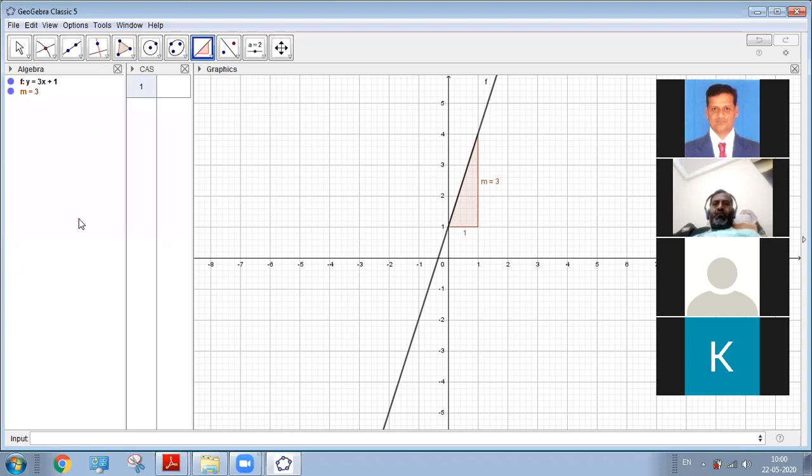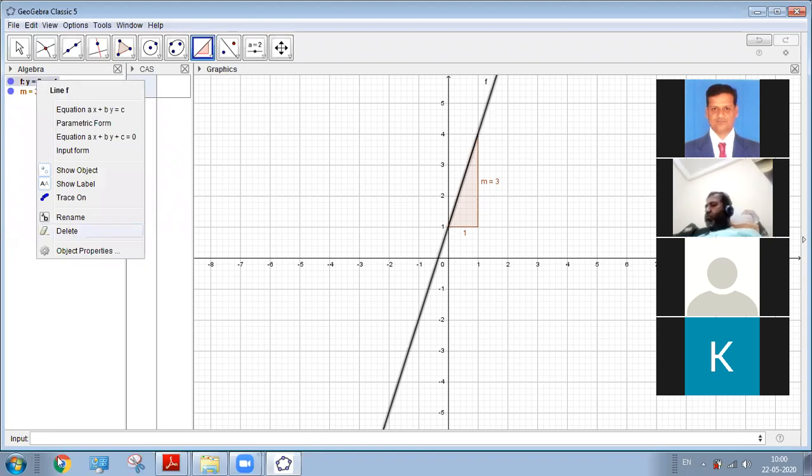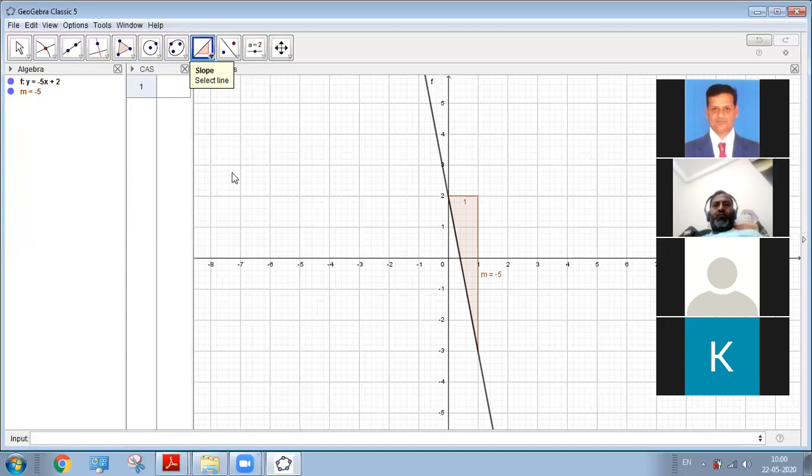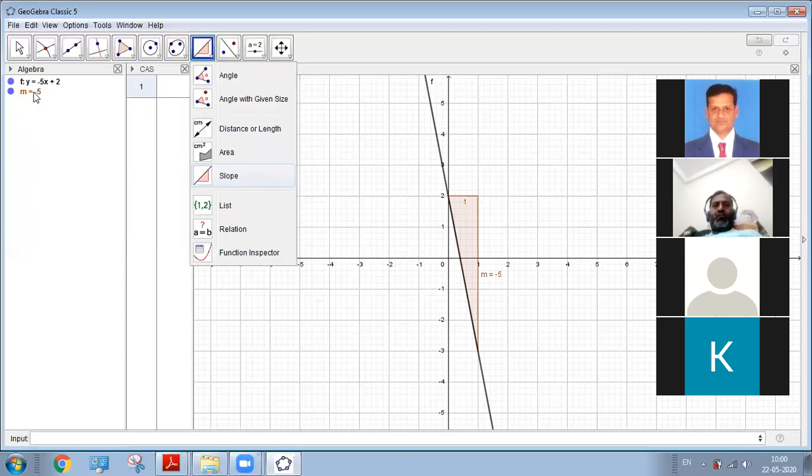What you have to do is you just type the equation in the input bar. Once again, I will tell you, y equal to minus 5x plus 2. Then press enter. Now here you click, you will get m equal to minus 5, because already they have clicked this slope. So that is why you have to put the value of slope to be minus 5 here.